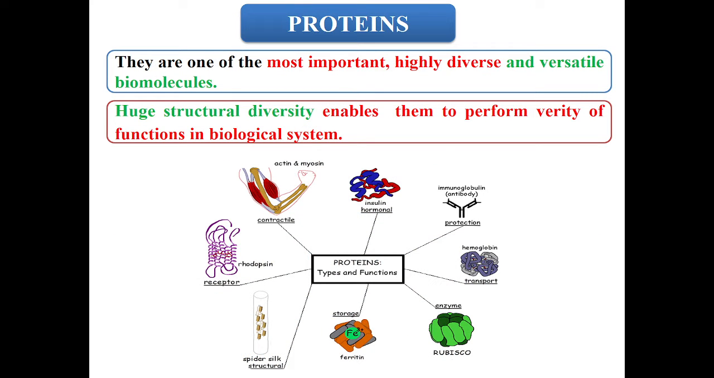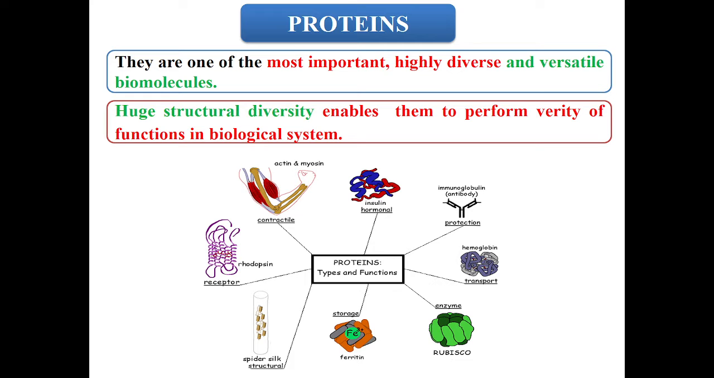Friends, what are proteins? We all know that proteins are polymers of amino acids, right? They are formed by joining amino acids. Proteins are the most important and highly diverse and versatile biomolecules in the biological system. No other molecule has as much diversity as proteins have. Due to this huge structural diversity, proteins perform various functions.